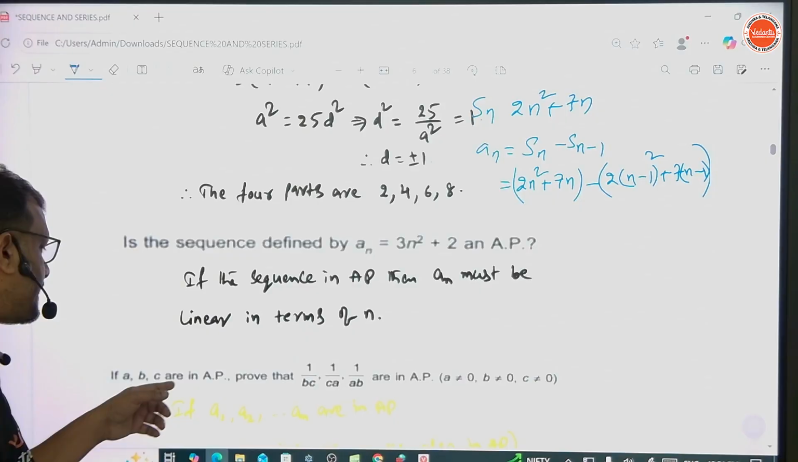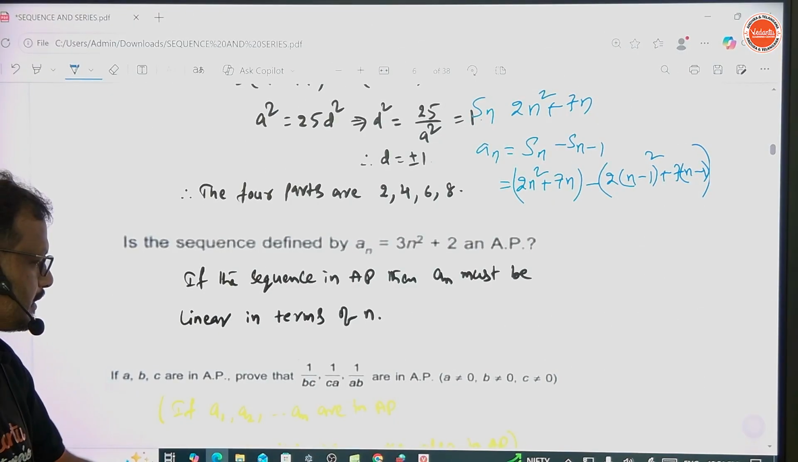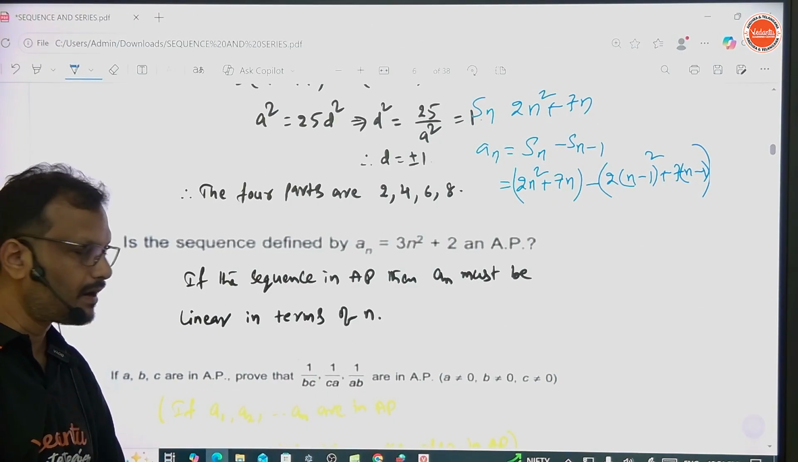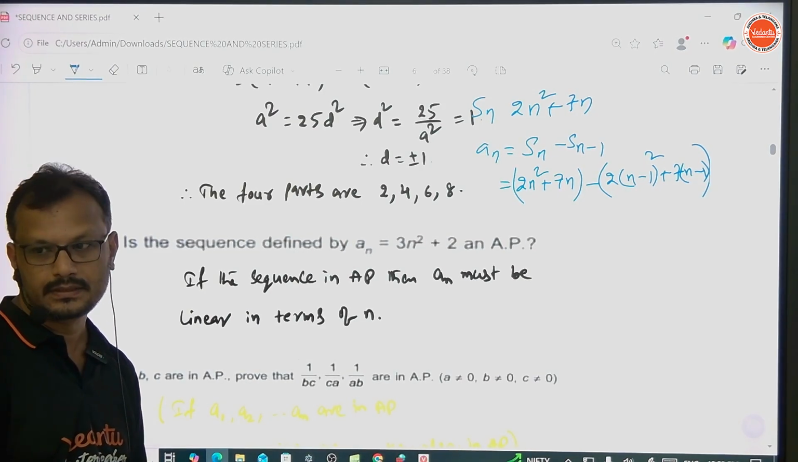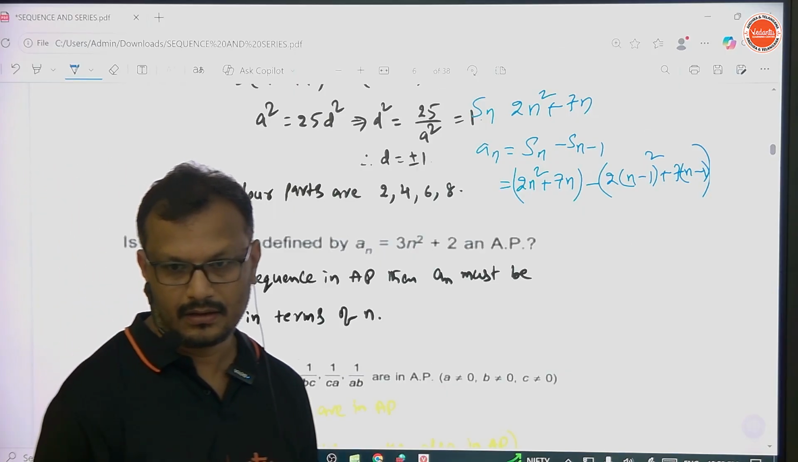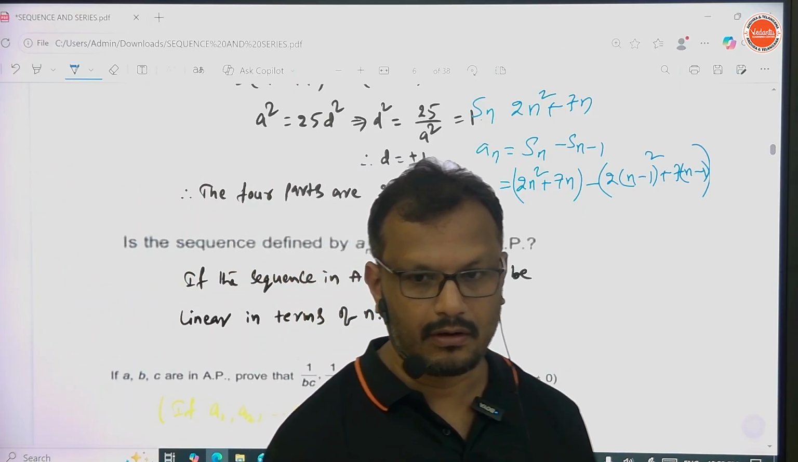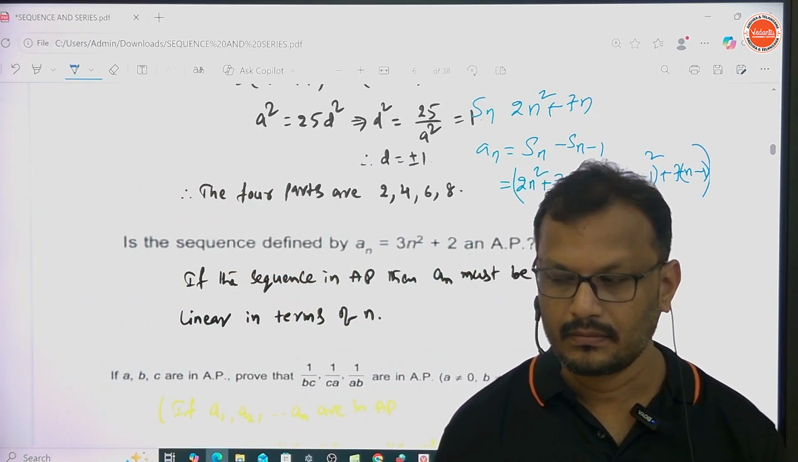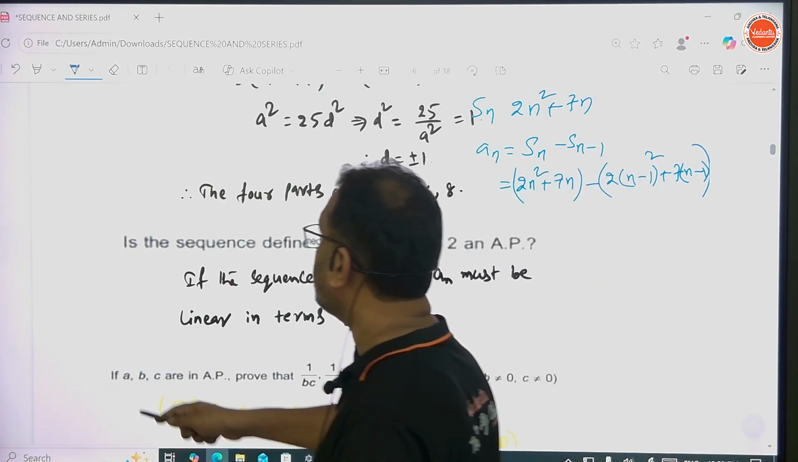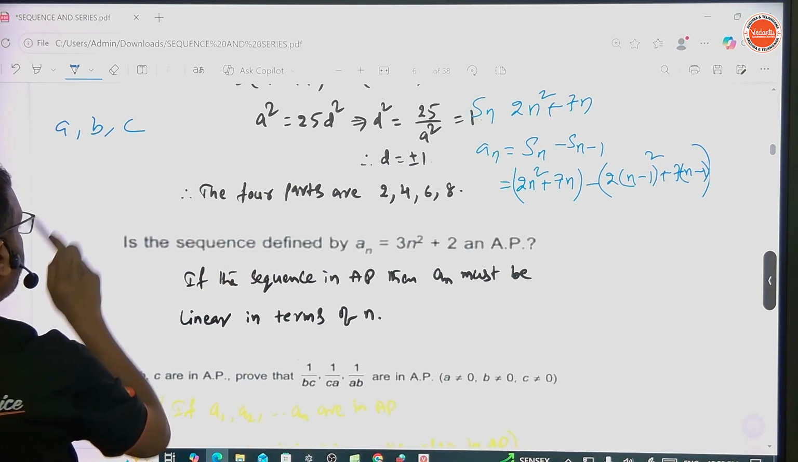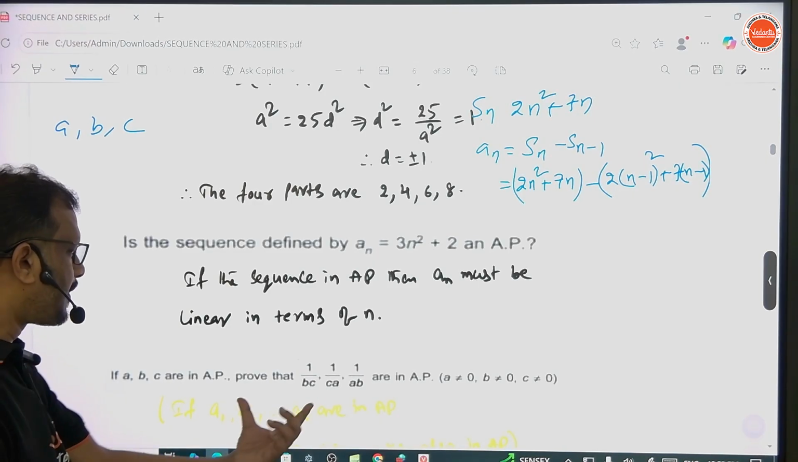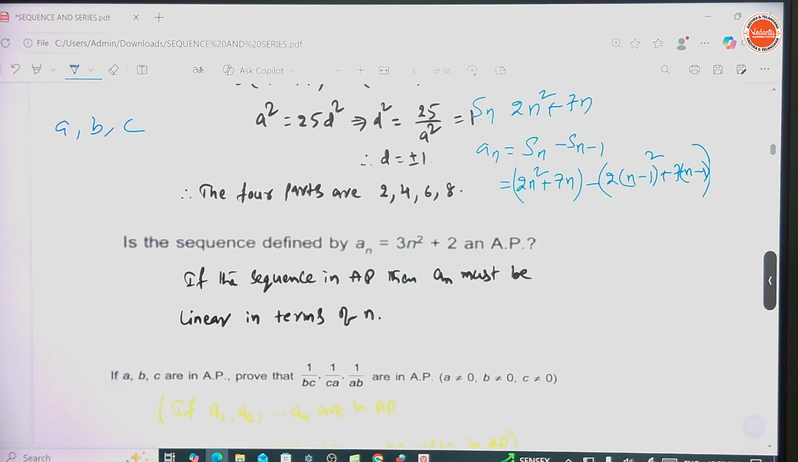For example, A, B, C are in AP. So whether these terms will be in AP or not, you have to prove it. Then what do you have to use? Just use the properties. If you add or multiply any constant value, it will be in AP only to these numbers. So here A, B, C are in AP. Which number do you have to multiply to get this format? 1 by ABC.